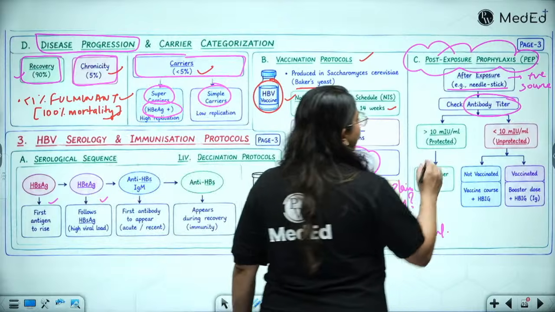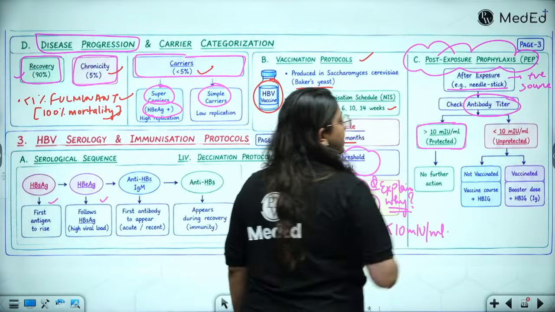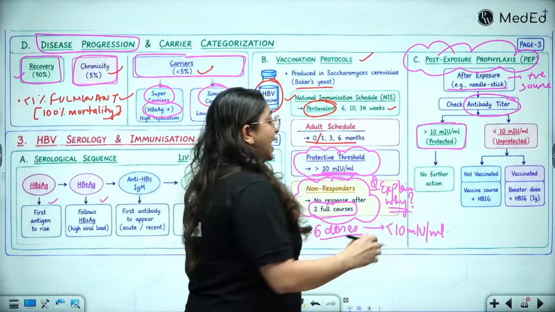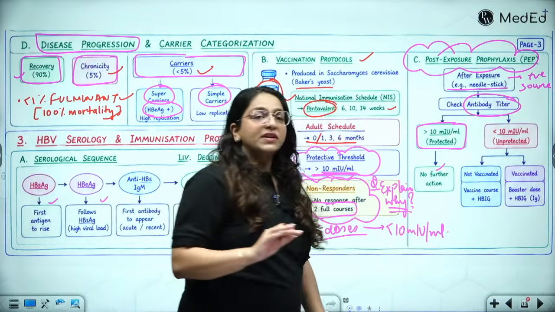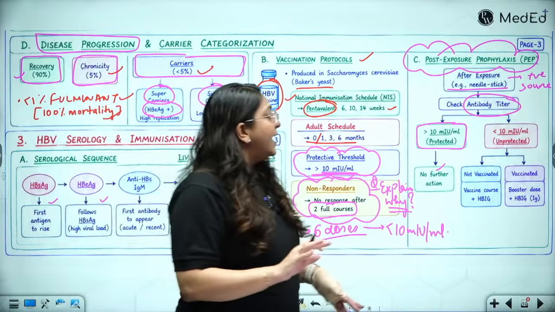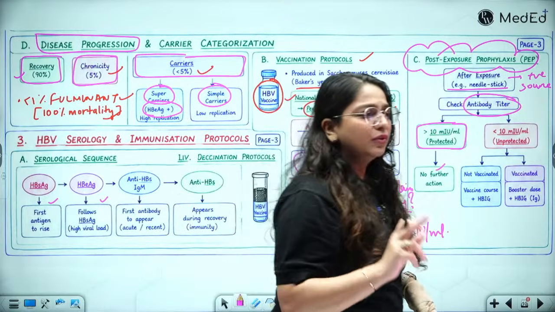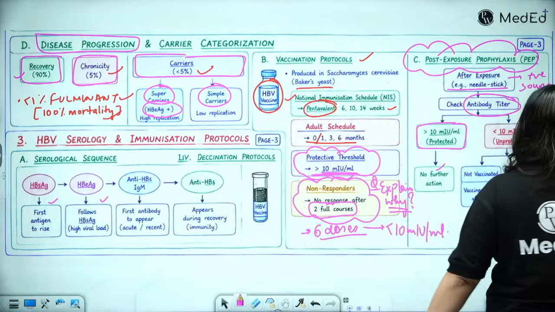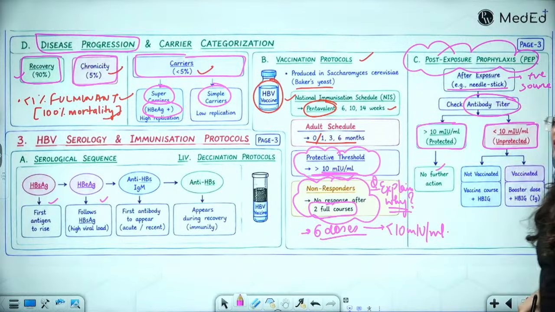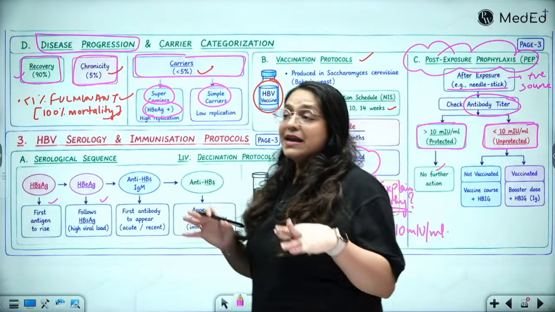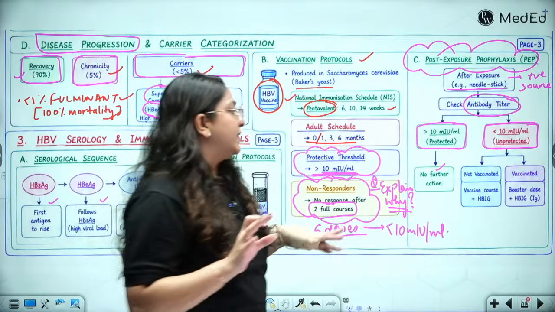If your antibody titers are more than 10 milli international units per ml, you're totally protected and you take no further action, you can simply chill. If it is less than 10 milli international units per ml, then you're unprotected. Now, special attention needs to be given to you.